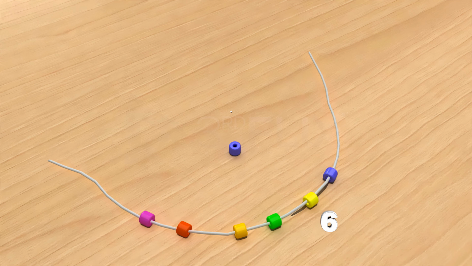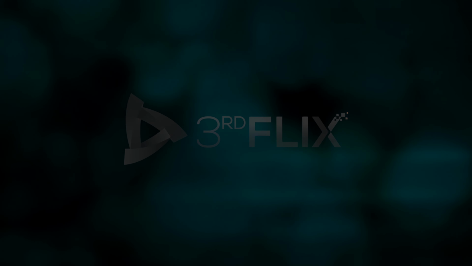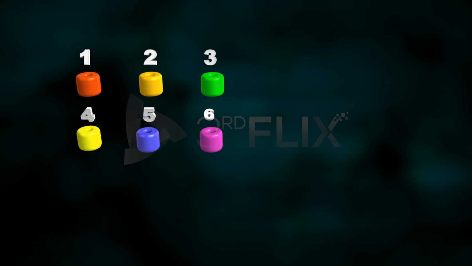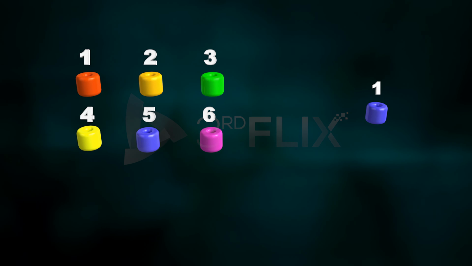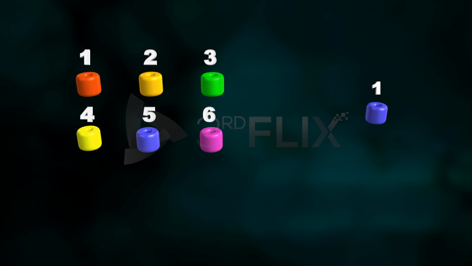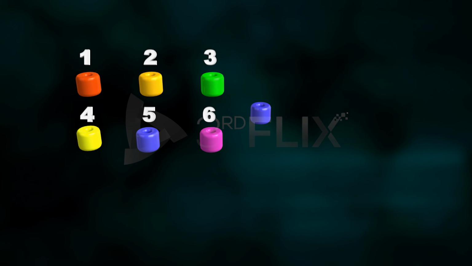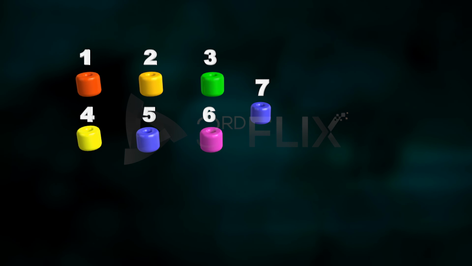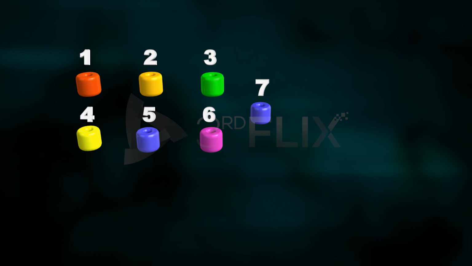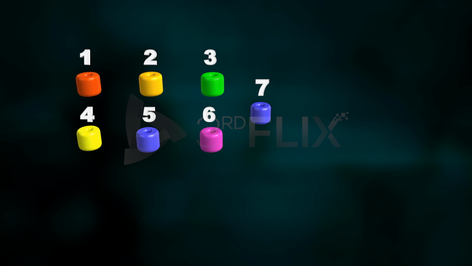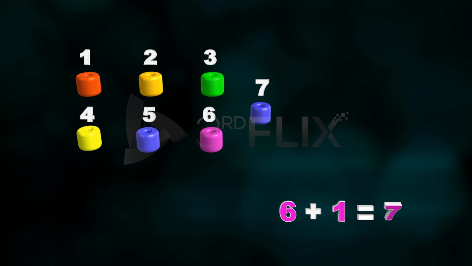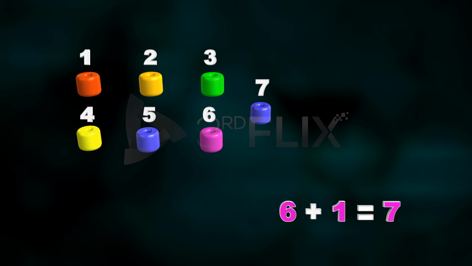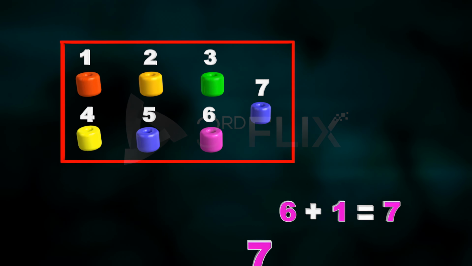6 and one more is 7. There are 6 beads in the broken necklace. Evelyn added one more bead to it. 1 more than 6 is 7. Therefore, 1 added to 6 is 7. 6 plus 1 is equal to 7. Then there are 7 beads.